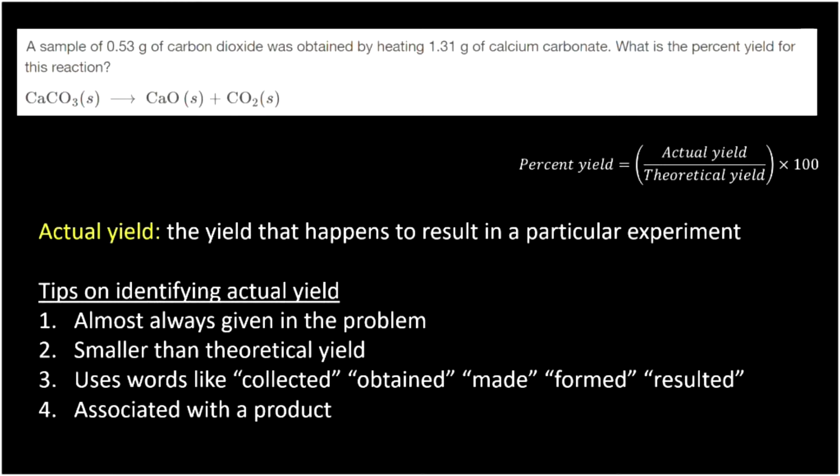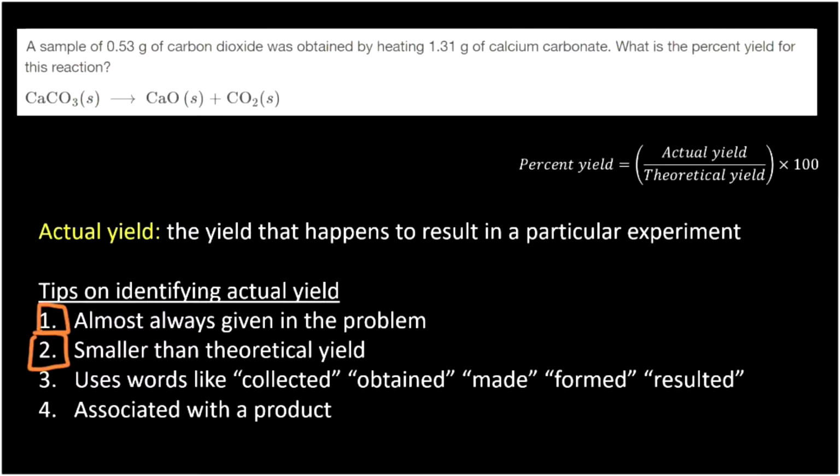For the actual yield, remember that it's the yield that happens to result in a particular experiment. So here are some tips on identifying the actual yield. It's almost always given in the problem. So one of the numbers that were given in our problem is going to be the actual yield. It's always smaller than the theoretical yield. We should never get an actual yield that's bigger than the theoretical yield. That would mean we made more than is possible. Not possible. That can't happen.